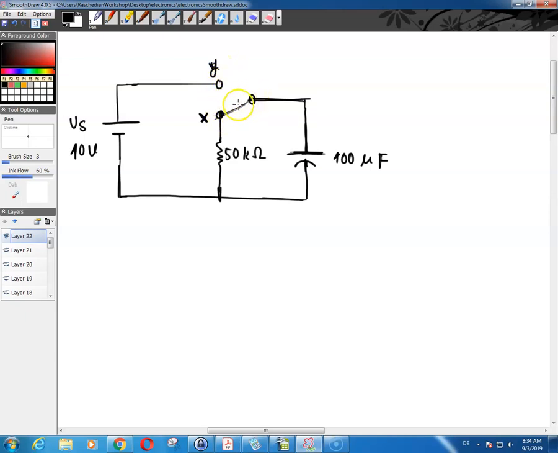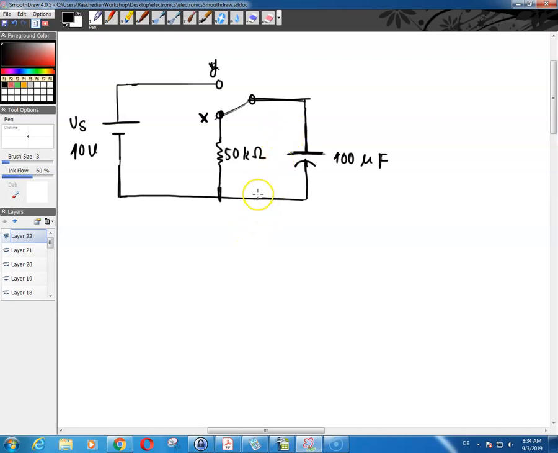If your switch is in position X, you can see that the two leads of your capacitor are short circuited through this 50 kilo ohm resistor. If the switch is in the Y position, then the negative pole of your capacitor is connected to the negative pole of the power supply. The positive pole is connected to the positive pole of the power supply, and so the capacitor would be being charged.